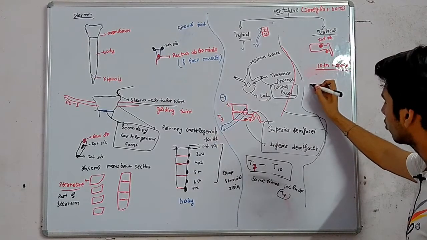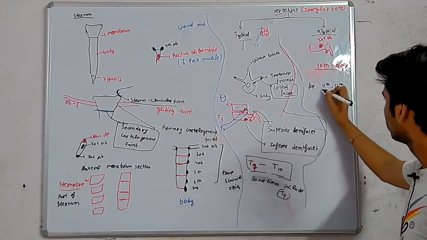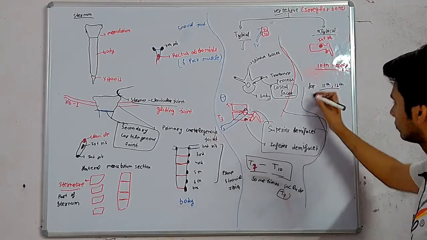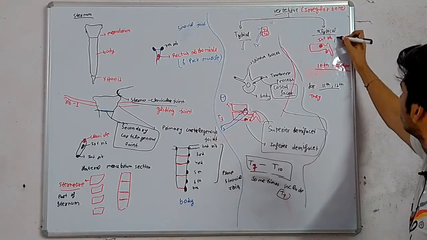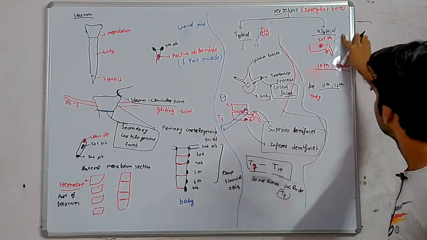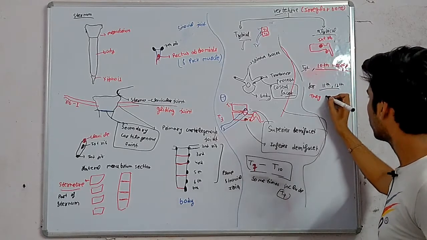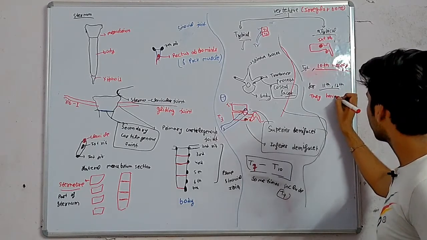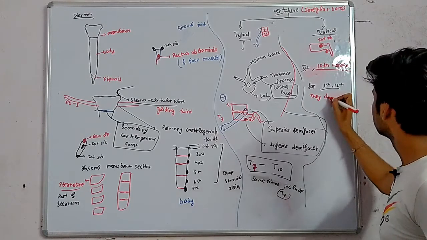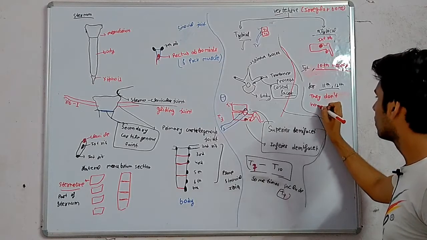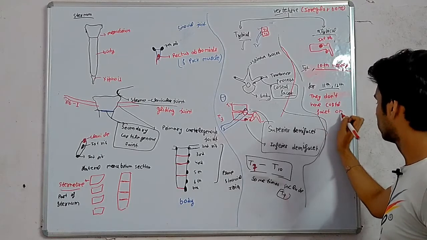Now go on to the 11th vertebra, for the 11th and 12th. The 11th and 12th, like the first and 10th vertebra, okay? They don't have a costal facet on the transverse process.